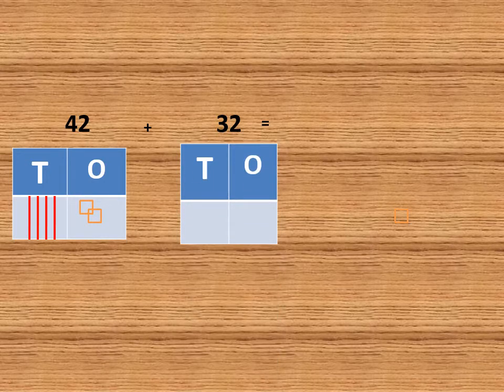How many tens? Excellent. 3 in tens. 1, 2, 3. And how many ones in 32? 2 ones. So I draw 2 small squares in ones.